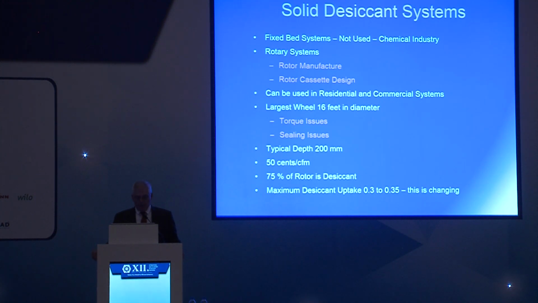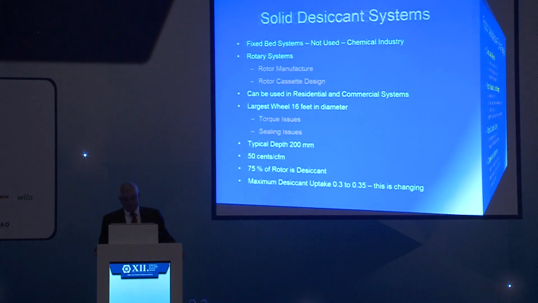Generally, the maximum uptake of the desiccant, in other words, how much water it can pick up, in kilograms of water per kilogram of rotor substrate, is anywhere between 0.3 and 0.35. As you'll see at the end of this section, that's really one of the new research areas, trying to raise that to maybe up to 1 or thereabouts. So this is one of the areas that people are actively looking at.